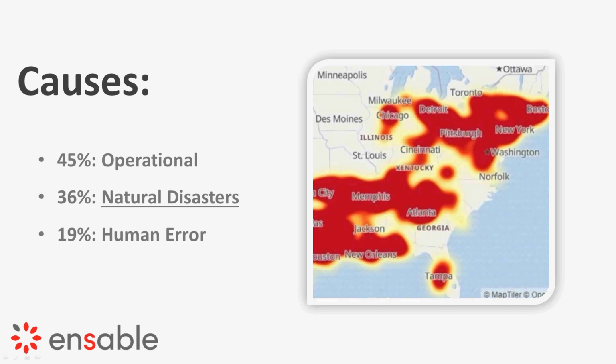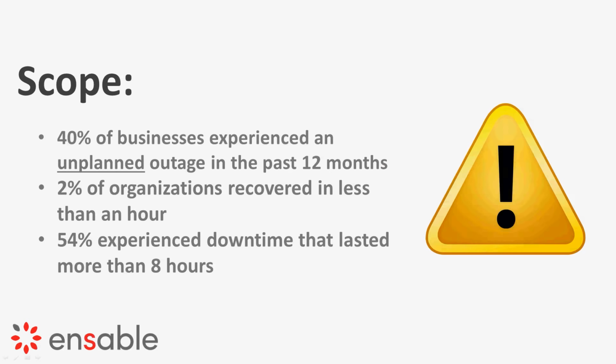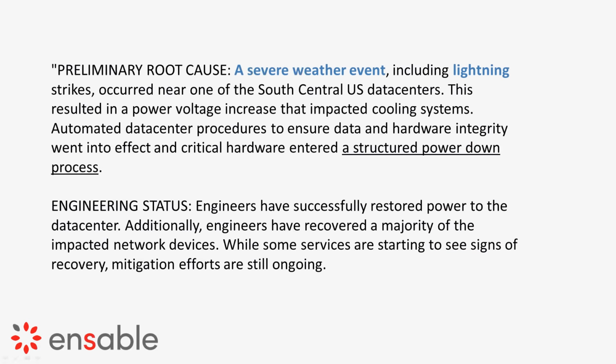So if we look at the overall scope, a third of all downtime or outages can be attributed to natural disasters. And the scope or the frequency of these events can be explained in this next slide, which basically talks about the fact that about 40% of all businesses have experienced downtime in the past 12 months. And of those that have experienced downtime, only 2% were able to recover within an hour. And about 54% experienced that outage for more than 8 hours.